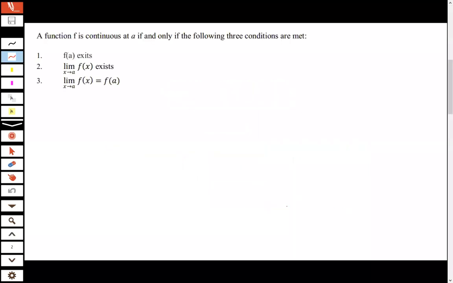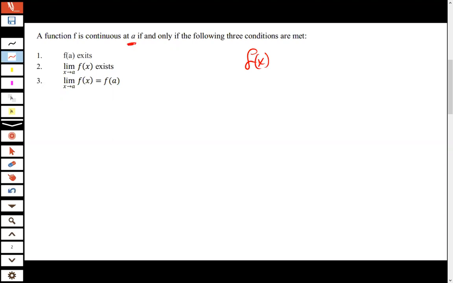Okay, so let us see how we can check whether a function is continuous or not at any given point. So if we take, for instance, that the point is A, and then let's say you have a question, or you find a question somewhere which says, determine whether a function f of x is continuous at a given point A.